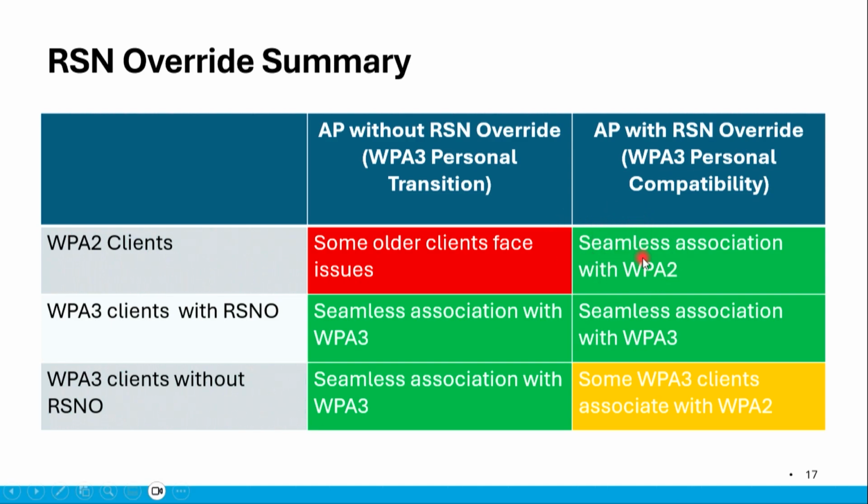But there is a slight drawback of this compatibility mode. If your WPA3 client does not support RSN override, it has to go with what is advertised in the RSN element, which is WPA2. So then it will basically downgrade to WPA2. So you have to decide. If you have control over your client base, I would say go with the transition mode. You can control your clients. But in places like education, universities, we don't have any control over client devices.